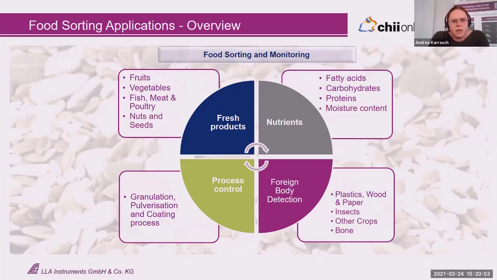In fresh products, for example, you can monitor fruits, vegetables, fish, meat, and poultry, nuts, and seeds. And the last point is process control of manufacturing processes, granulation, pulverization, and coating processes. But this is also possible using classical NIR spectrometers in the plant.